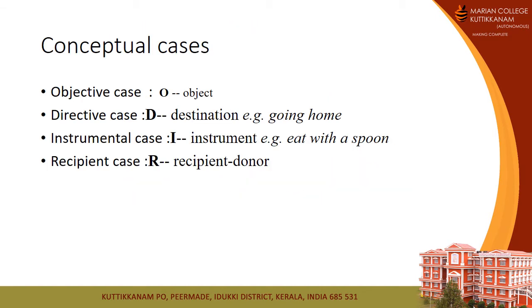Then conceptual cases. There are again four conceptual cases. Objective case, denoted with O, for objects. Directive case, denoted with D, that is the destination. Going home is an example. Instrumental case, denoted by capital I, instruments. Eat with a spoon or eat with a fork, all these are examples. Recipient case is the recipient or the donor.